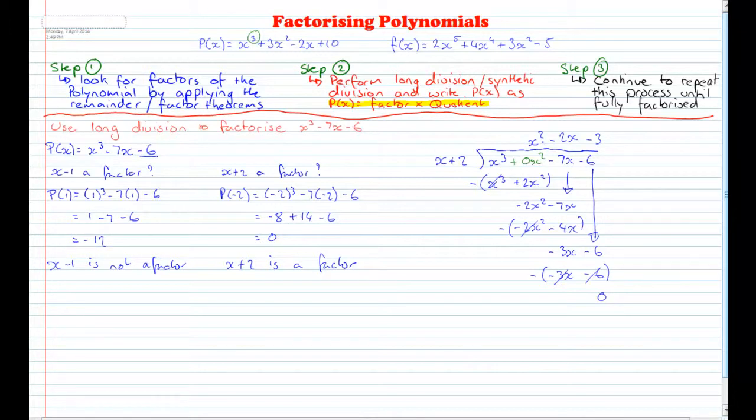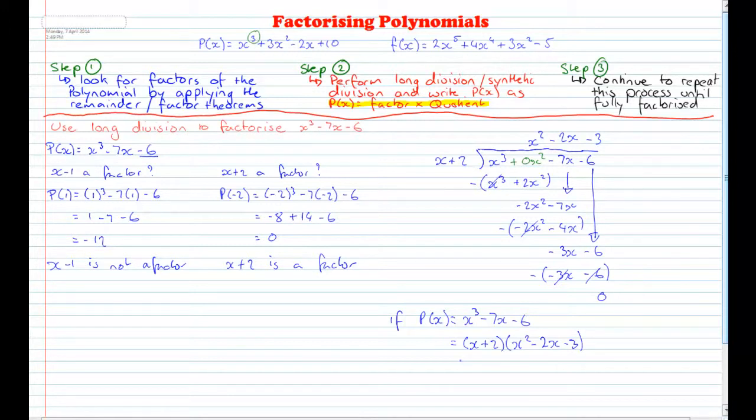So in other words, what I could say is if p of x is equal to x cubed minus 7x minus 6, I also know that if I go x plus 2 times x squared minus 2x minus 3, that will also equal x cubed minus 7x minus 6, because as you can see up above here, the x cubed plus 0x squared minus 7x minus 6 divided by x plus 2, well, that divided by that gets us this. That means that x plus 2 times x squared minus 2x minus 3 will give us this. That is, if I multiply this one here by this one here, I get x cubed minus 7x minus 6.